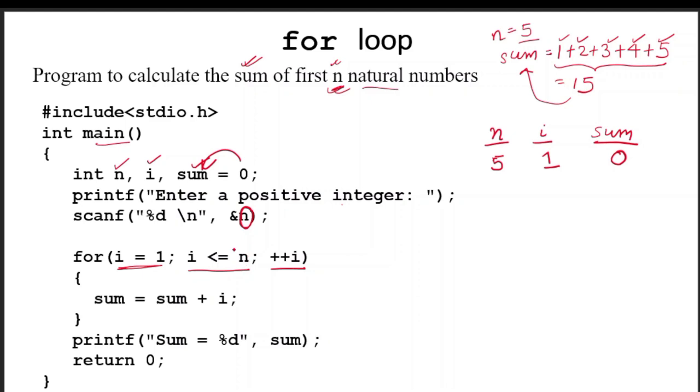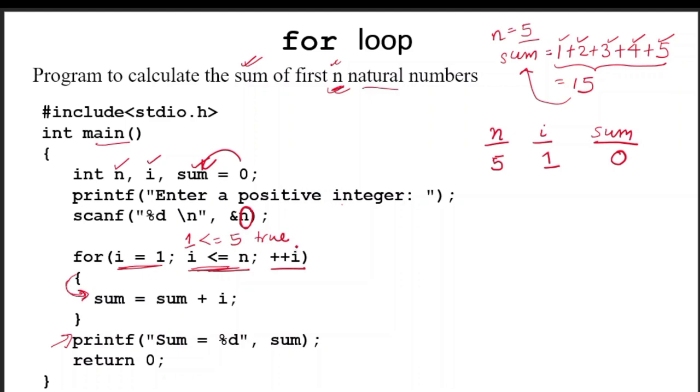We will check the condition. If this condition is true, then you are going to enter the body of the for loop. If this condition is false, we will come out of the for loop, that is over here. Before entering the for loop body, we check this condition for every iteration. So i is less than or equal to n. What is the value of i? 1. Is it less than or equal to n, which is 5? Is 1 less than or equal to 5? The condition is true, isn't it? So we are going to enter the body of the for loop.